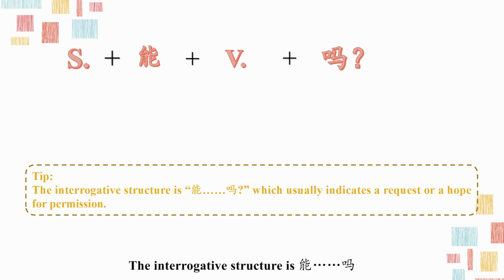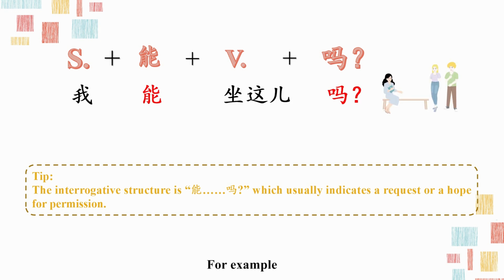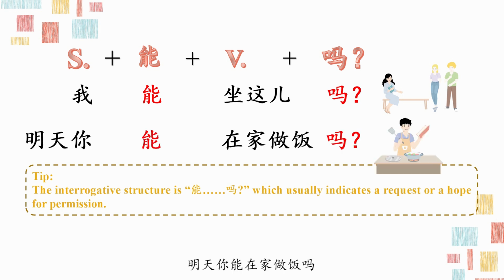The interrogative structure is 能吗？ which usually indicates a request or a hope for permission. For example, 我能坐这儿吗？ can I sit here? 明天你能在家做饭吗？ Can you cook at home tomorrow?